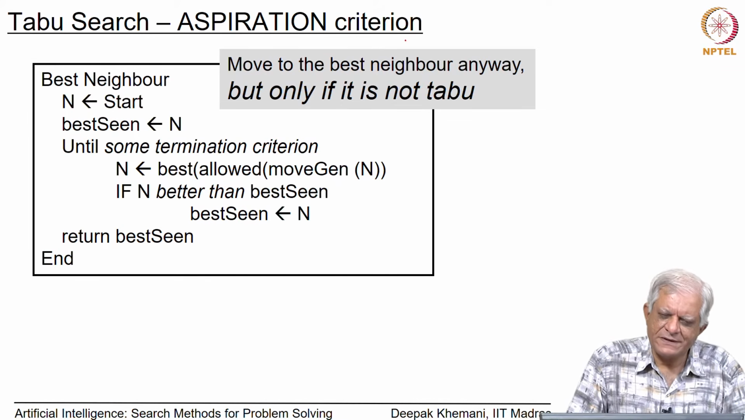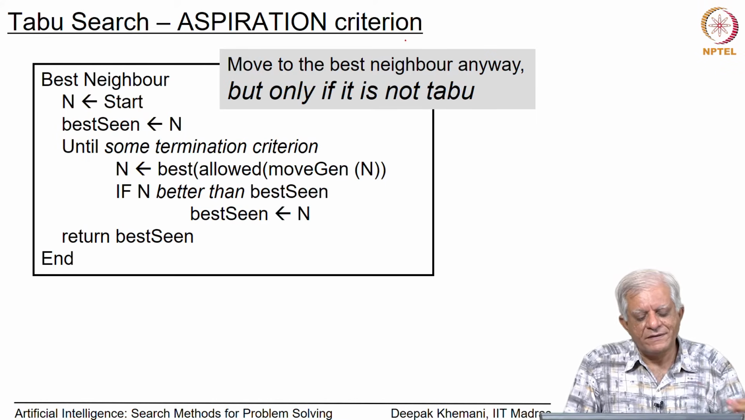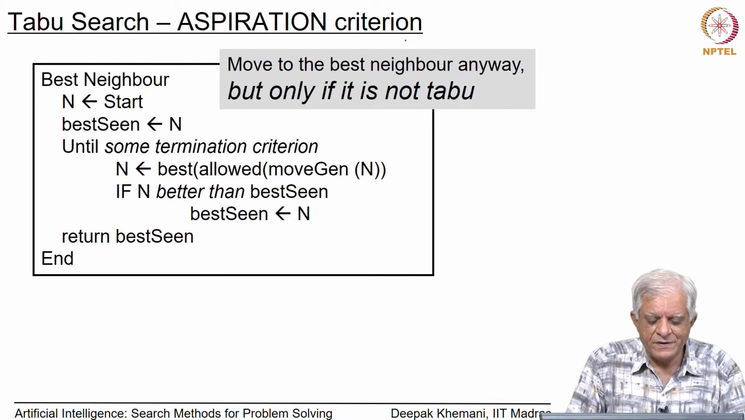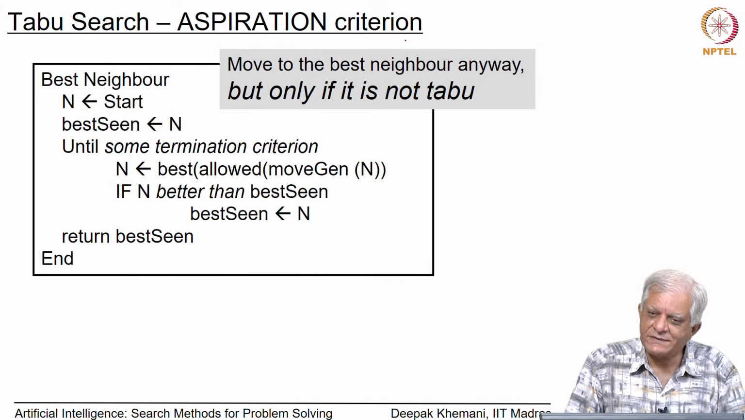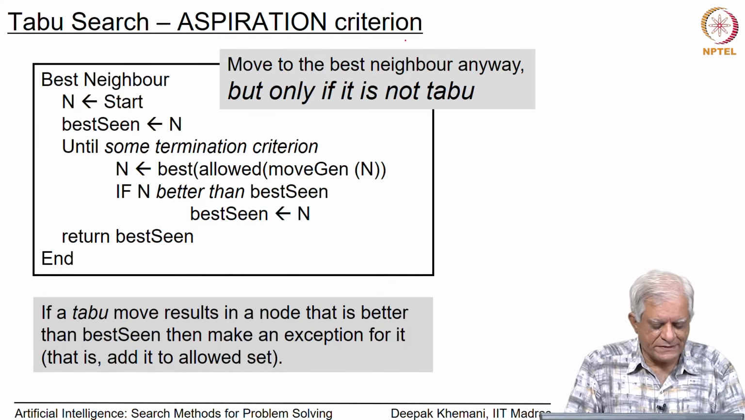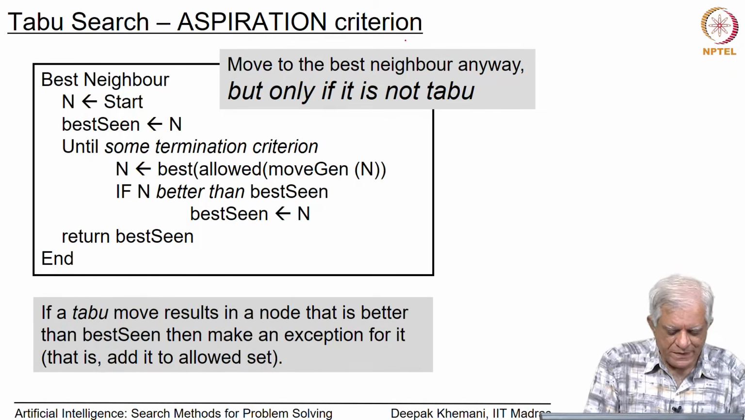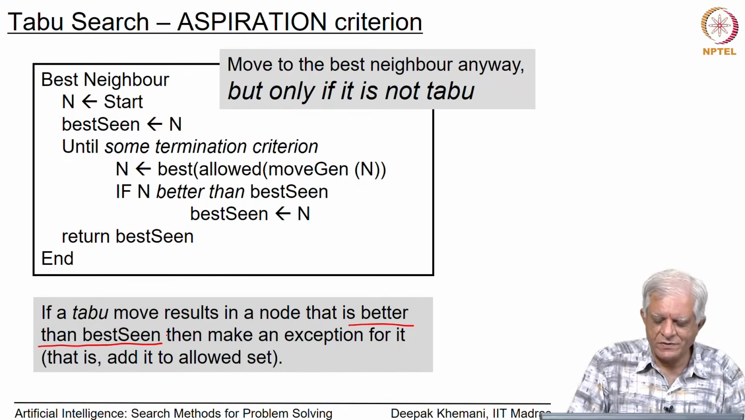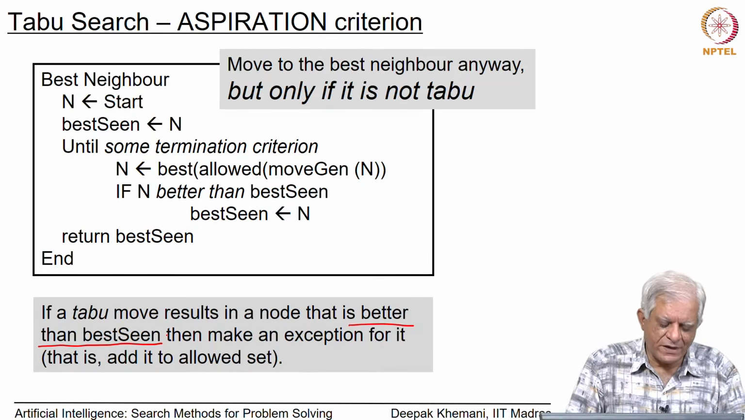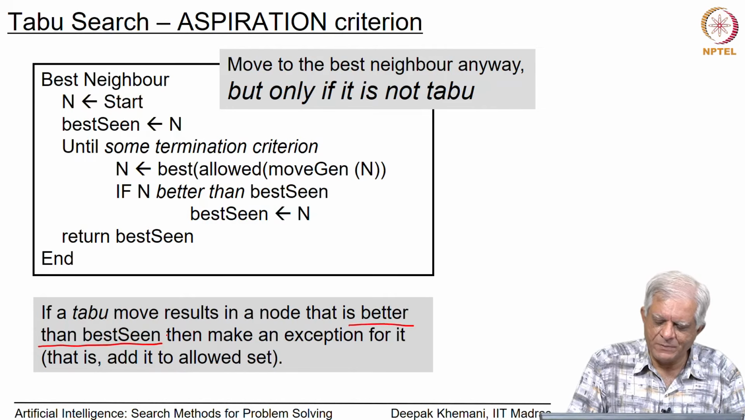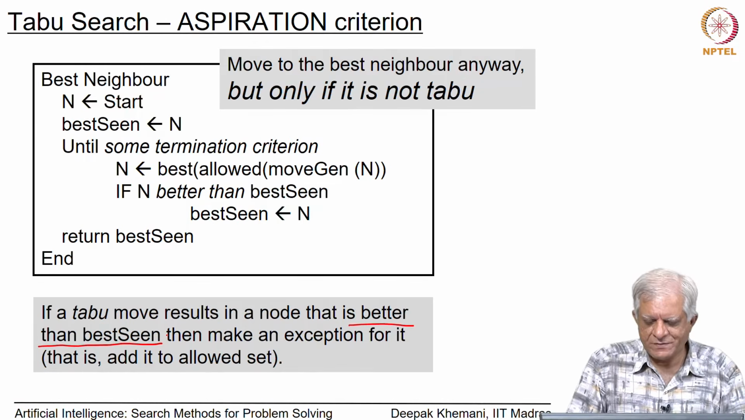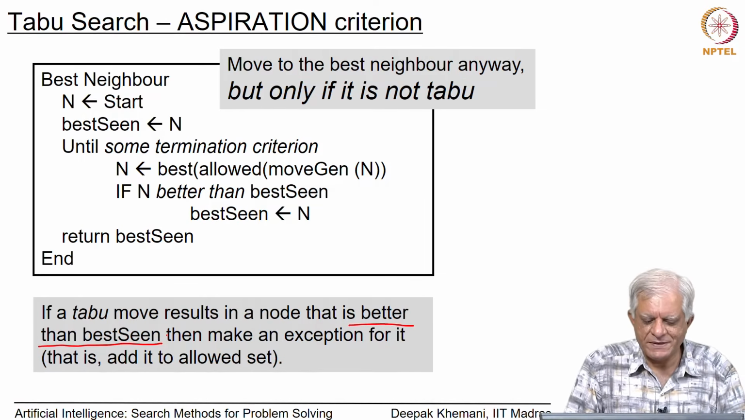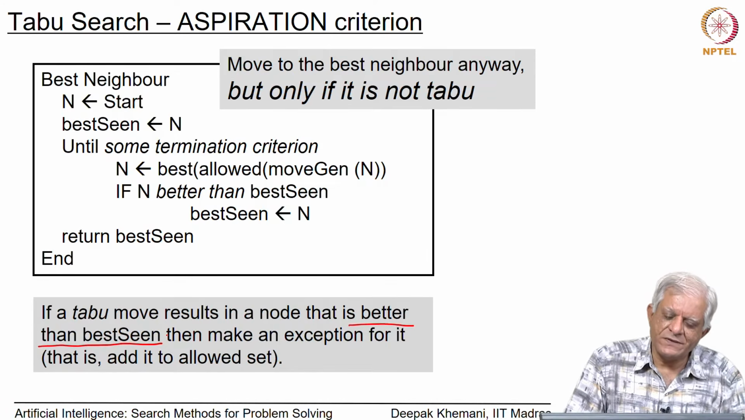Sometimes what may happen is that one of the taboo moves is actually a very good one essentially. What do we do in that case essentially? So, what we say is that there is a certain aspiration criteria, and the aspiration criteria says that if a taboo move results in a node that is better than the best seen, that you have never seen such a good node in the past, and the only reason you can't move to that node is because that move has been put in the taboo list, then you can make an exception for that move and add it to the allowed list. So, this is called the aspiration criteria, which says that opportunistically if you see a very good candidate.